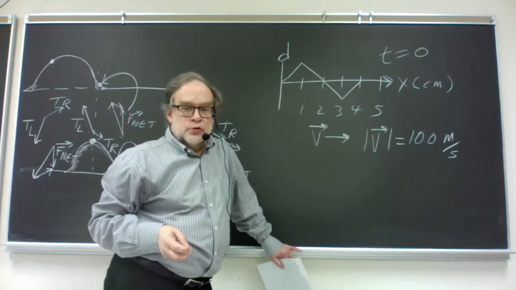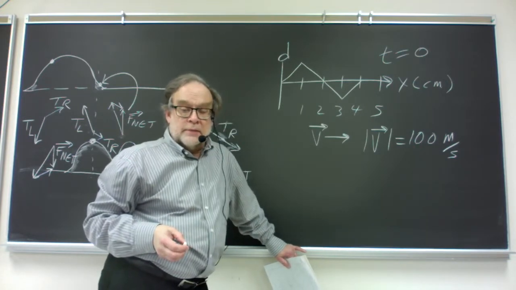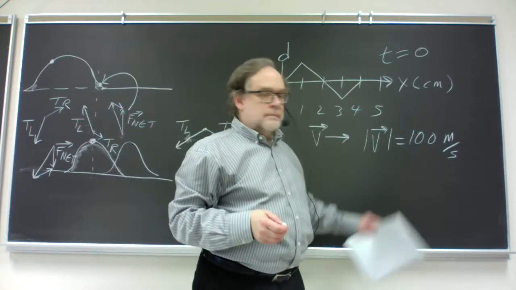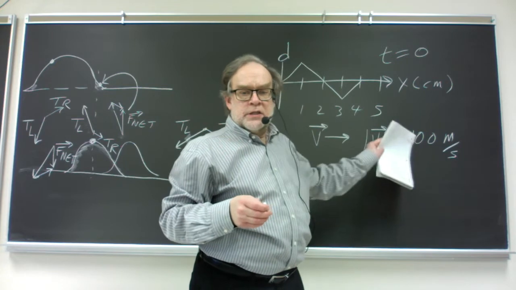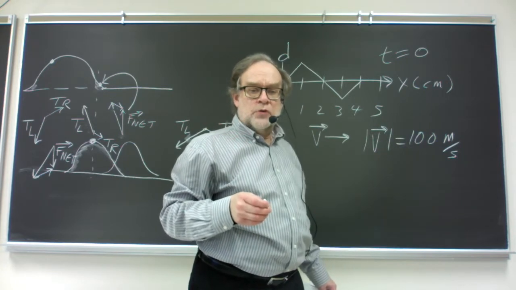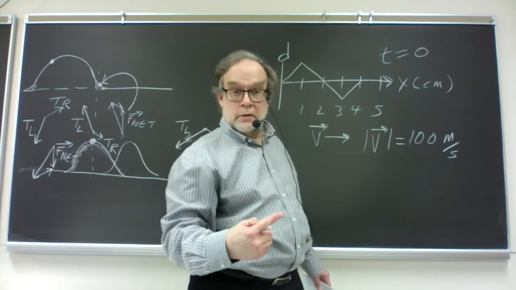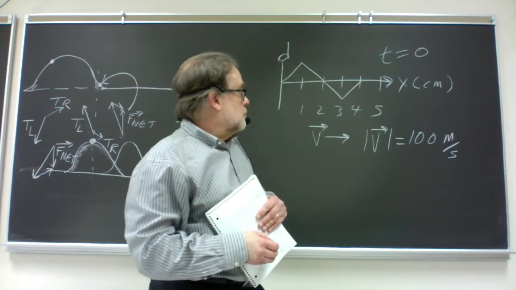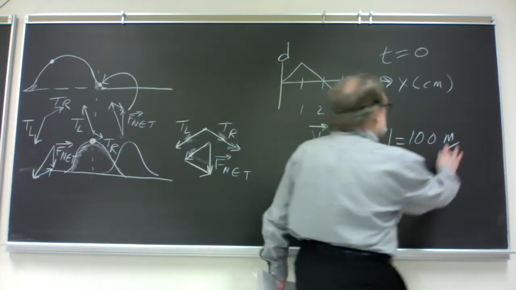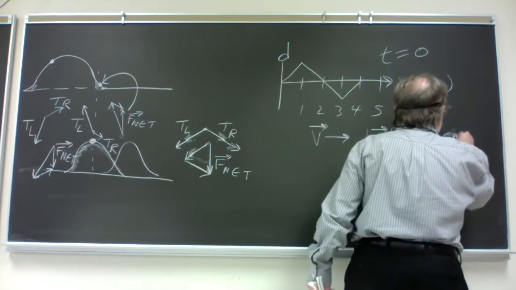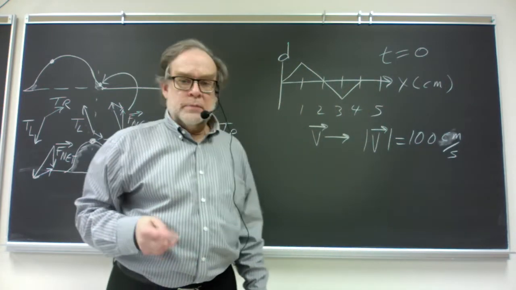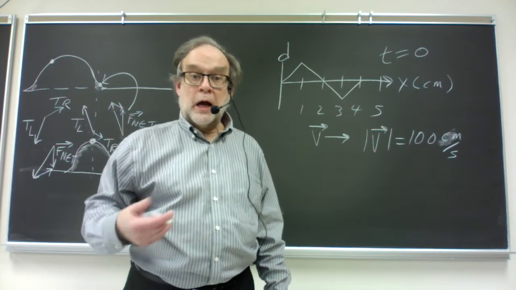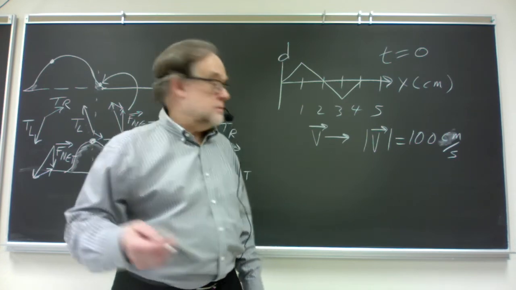A little trick that we do to make the graphing easier: we ask ourselves, if this is the speed, how much time does it take for the pulse to move 1 centimeter? Well, 100 centimeters per second. If it moves 100 centimeters in 1 second, then it would move 1 centimeter in 1/100th of a second.